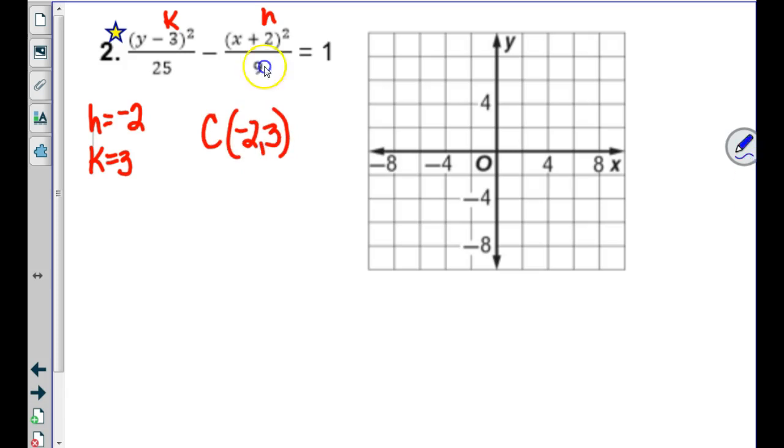What else do we know? Which is A and which is B? A is 25. Yes, A is always under the positive one. Doesn't matter if it's bigger or smaller. So A squared is 25, which makes A 5. B squared is 9, so B is 3.